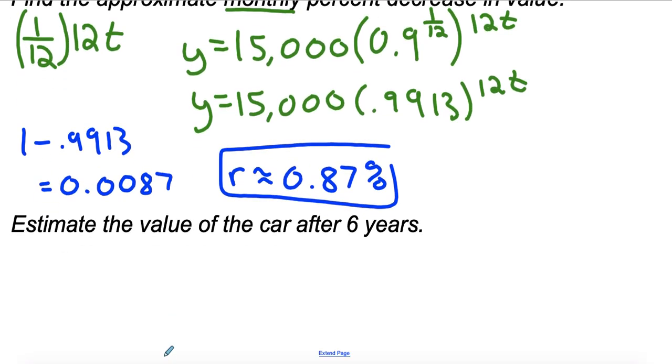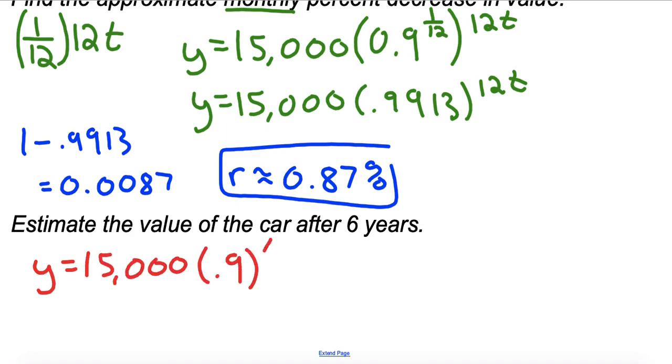Okay, the last thing we want to then look at is estimate the value of the car after 6 years. So we're going to go back to the original equation, not this new funky one we were messing with, and just plug in 6 for t. y equals 15,000 times 0.9 to the 6th. That gives us about $7,971.62. And we will round to 2 decimals there because we're talking about money.